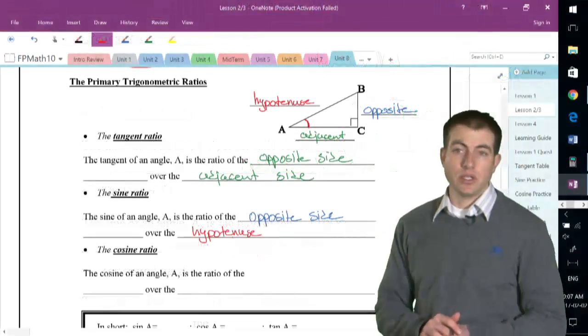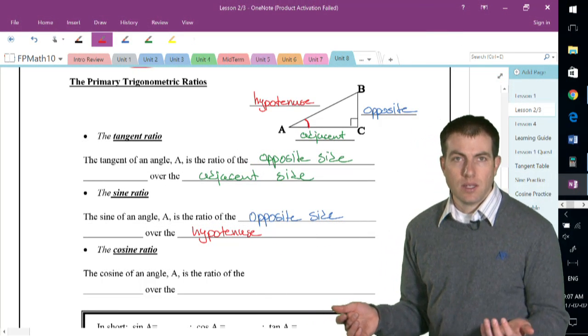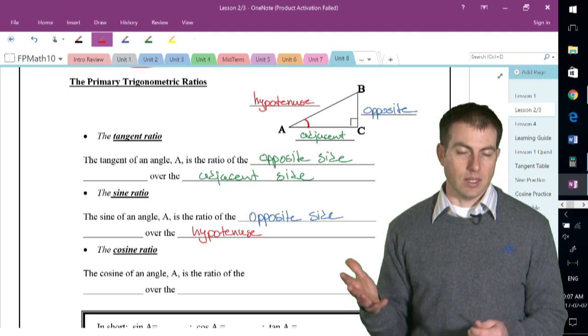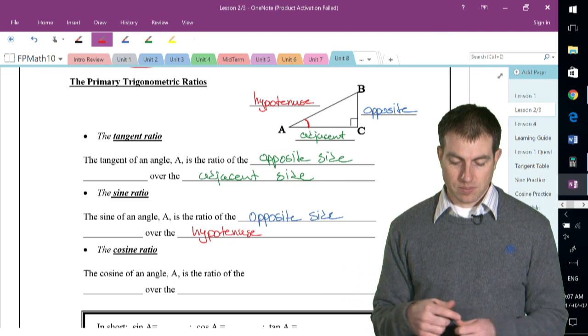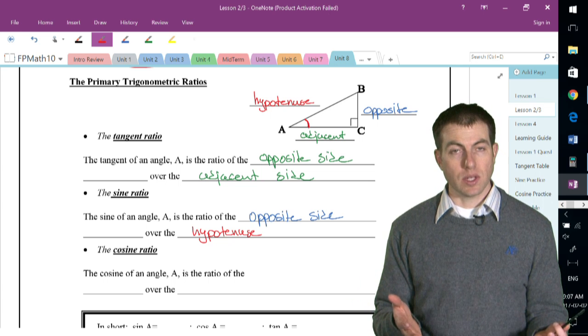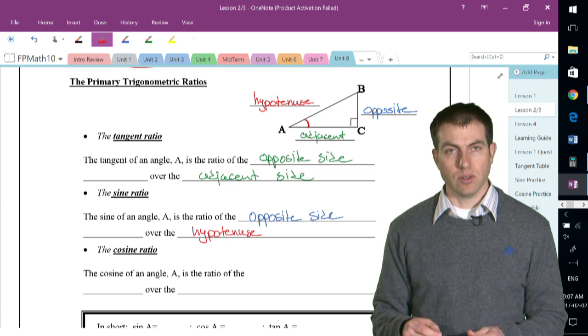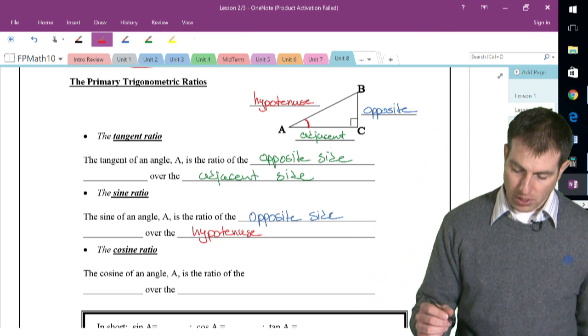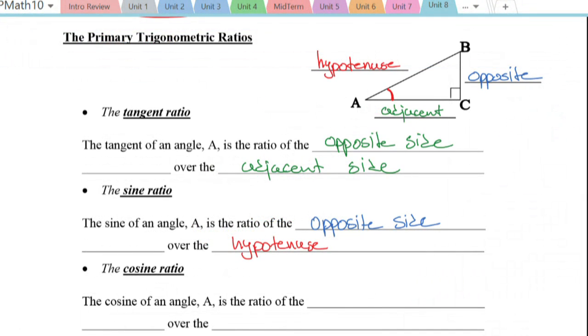And then the cosine ratio is the same thing again. If we're given in the initial question two sides, and it happens to be the opposite and the hypotenuse, then we know we're going to use the sine ratio. If we're given two sides like the adjacent and the hypotenuse, then we know we're going to use the cosine ratio.